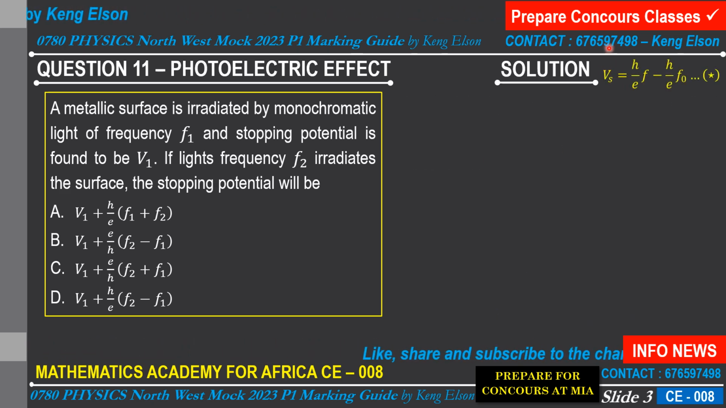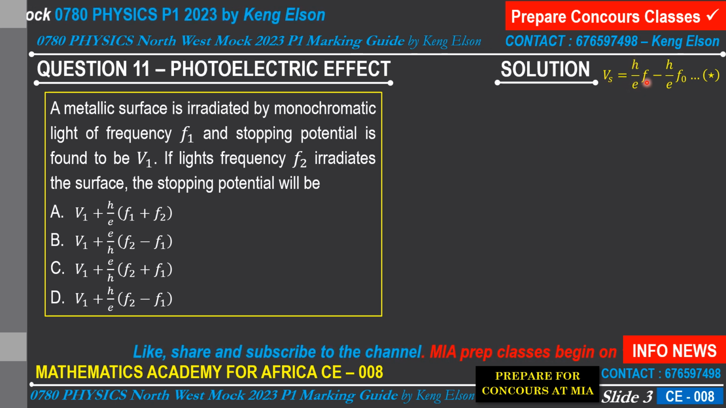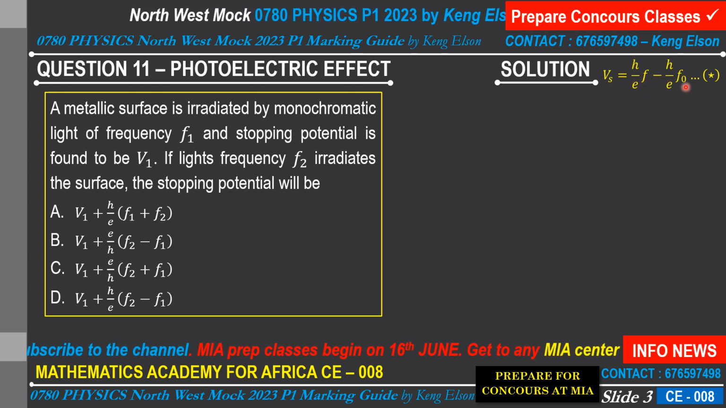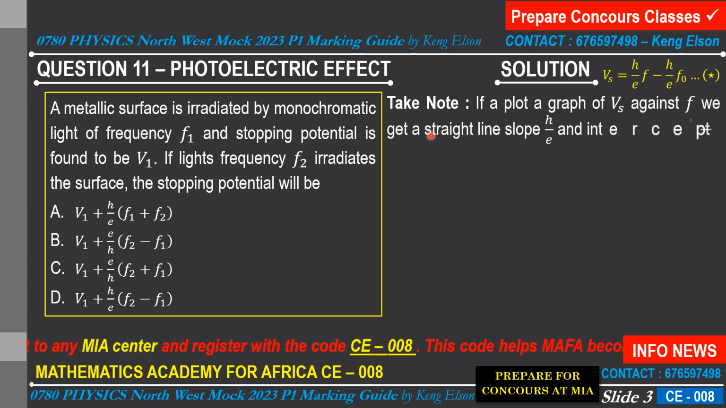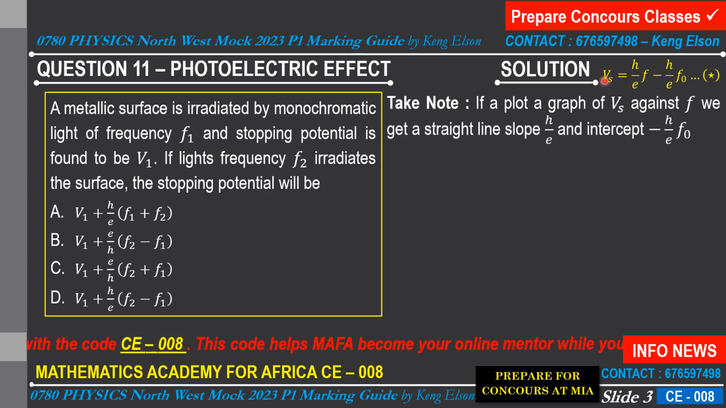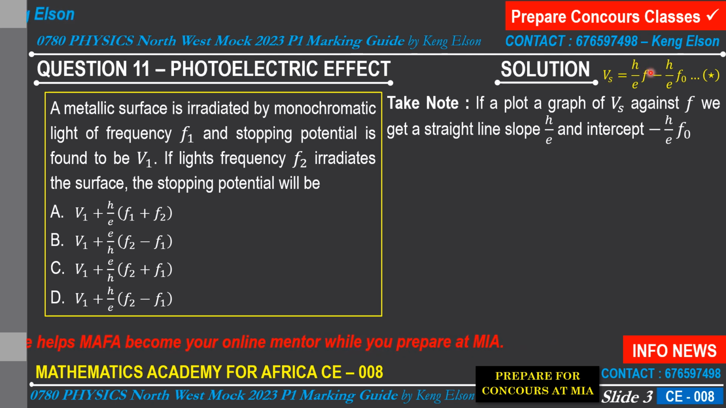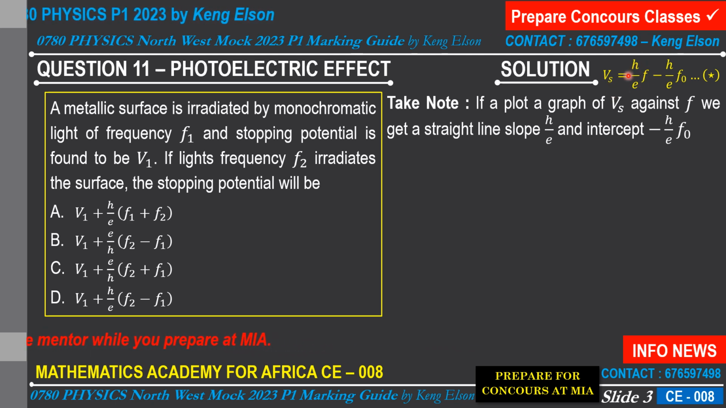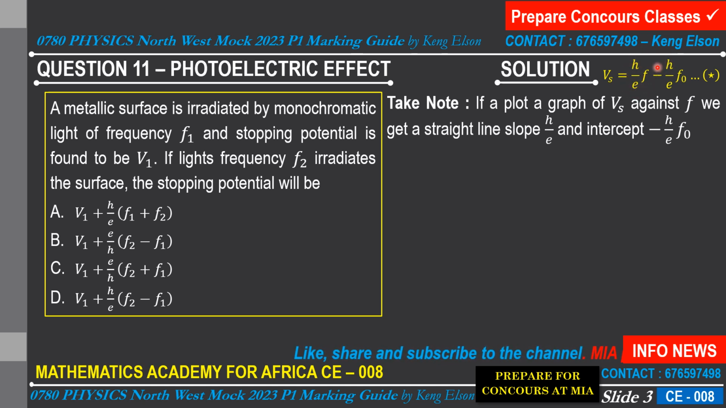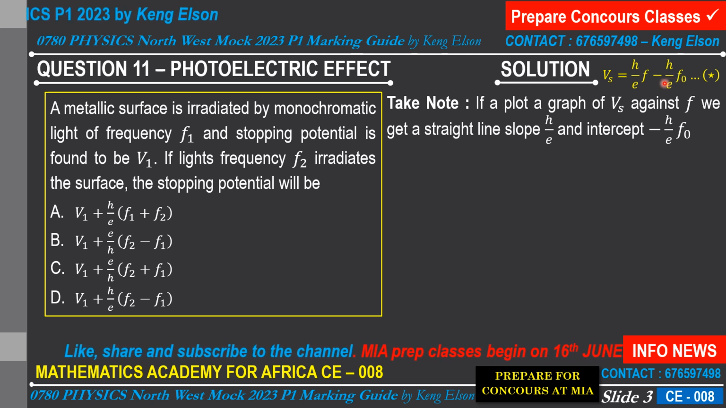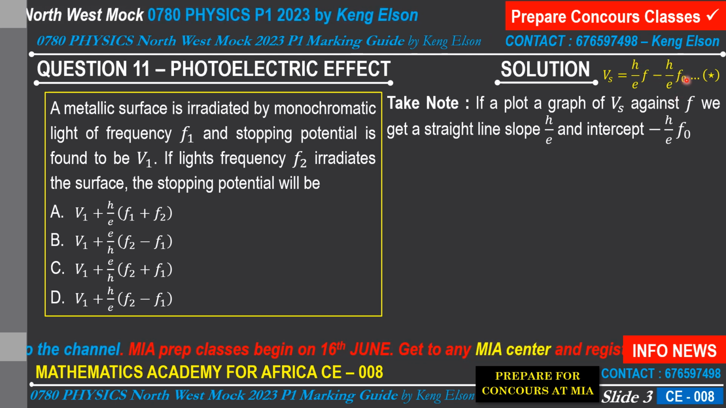Alright, so having the stopping potential generally to be h on E times F minus h on E times F0, we start with the first fact that if we plot a graph of stopping potential Vs against frequency, it's going to give us a straight line whose slope is h on E and whose intercept is negative h on E times F0. If I plot y against x, my m is my gradient, which is h on E, and my c is my intercept, which is negative h on E times F0.